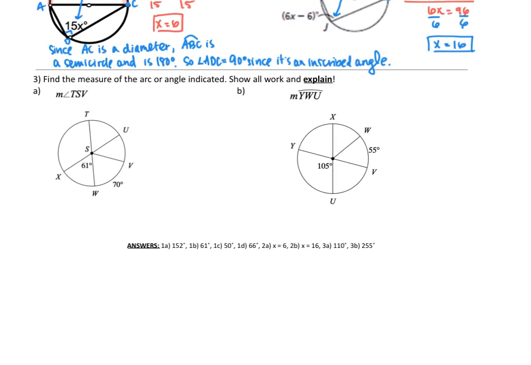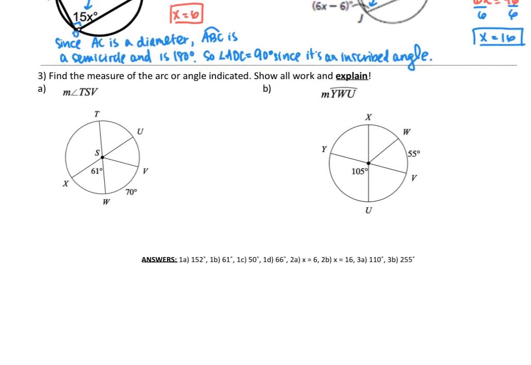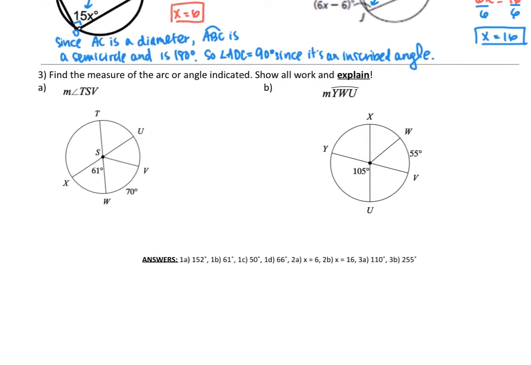All right, let's look at number 3. So number 3, we're solving for TSV. So TSV is this angle right here. And there are a few different ways you can do this. So actually when I was making the key, I did this a different way that I think is a little bit of a longer way.